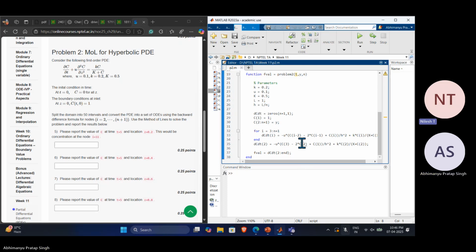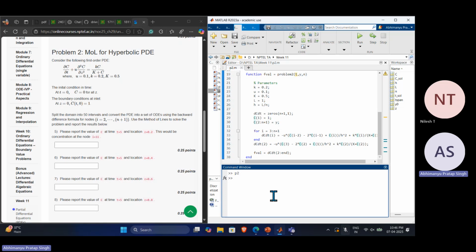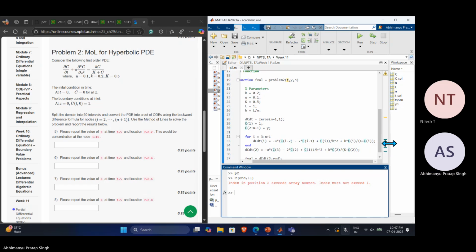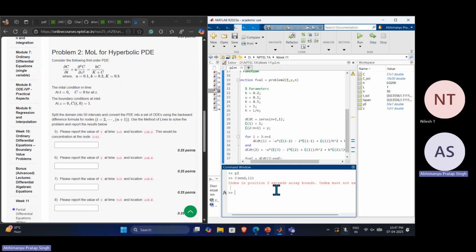Okay, I will run this. So now we need the C value at Z equal to 0.2, which would be the 11th node. My C solver is giving me 9 values.